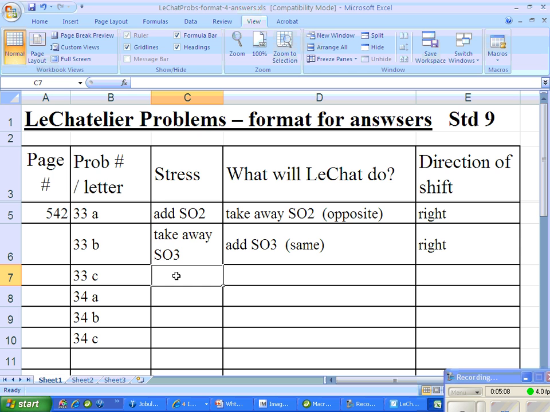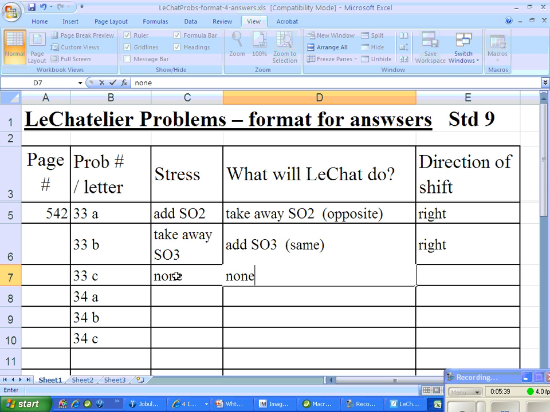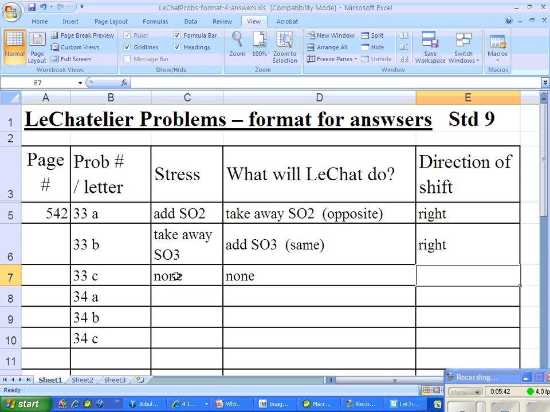Let's go to C and read that one. A very efficient catalyst. Okay, so we use a catalyst. If you wrote down the first screen that I showed you, you'll know that catalysts do not affect equilibrium. So whether it's an efficient catalyst or just a little one that hardly does anything, it will have no effect on the equilibrium. So there is no stress. And because there is no stress, LeChat has no reaction and there is no shift. Those are really easy.